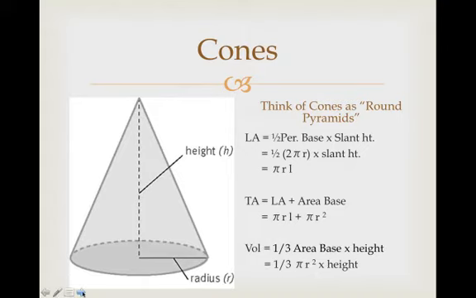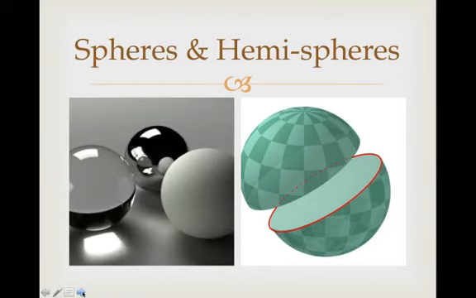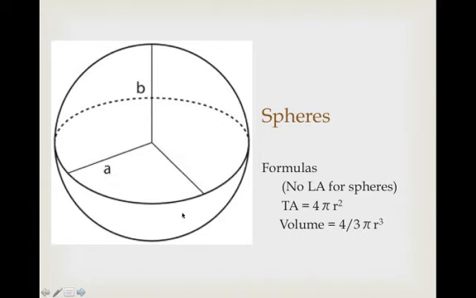Now let's take a look at the last solid that we need to cover, which are spheres and hemispheres. For spheres, there is no lateral area, so we always just think of the total area of a sphere, and that's 4 pi r squared. The volume is 4/3 pi r cubed.